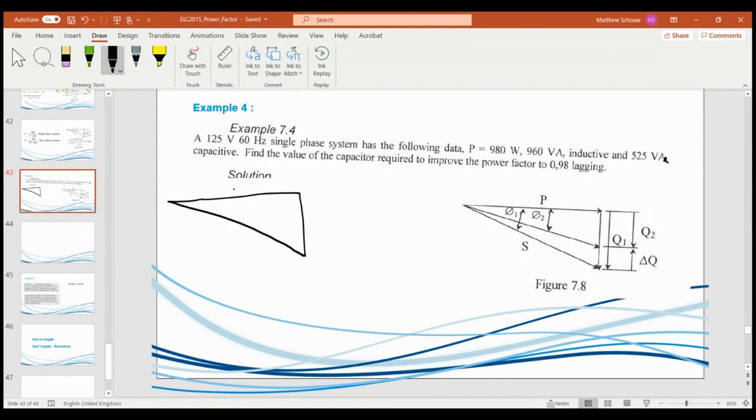Okay. So P is 980, and the question says that for this particular thing there is both an inductive and a capacitive load. So to find Q1, it's going to be 960 minus 960 plus 525, right? So reactive load is capacitive load is always positive. So Q1 will be minus 435 watt. So this is actually 435. I see what they're trying to say now.